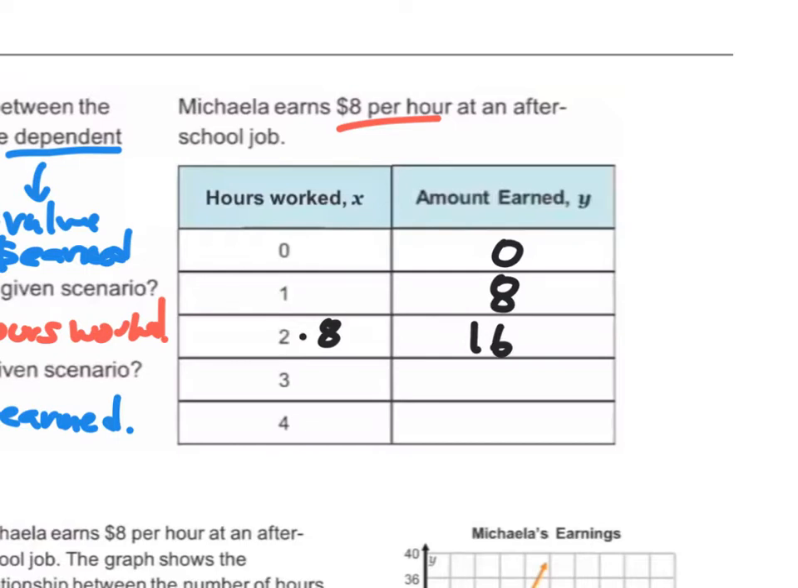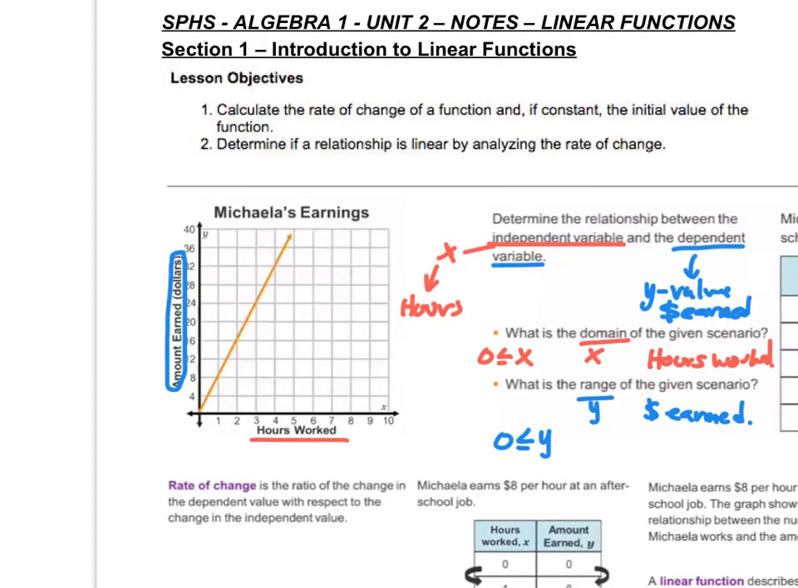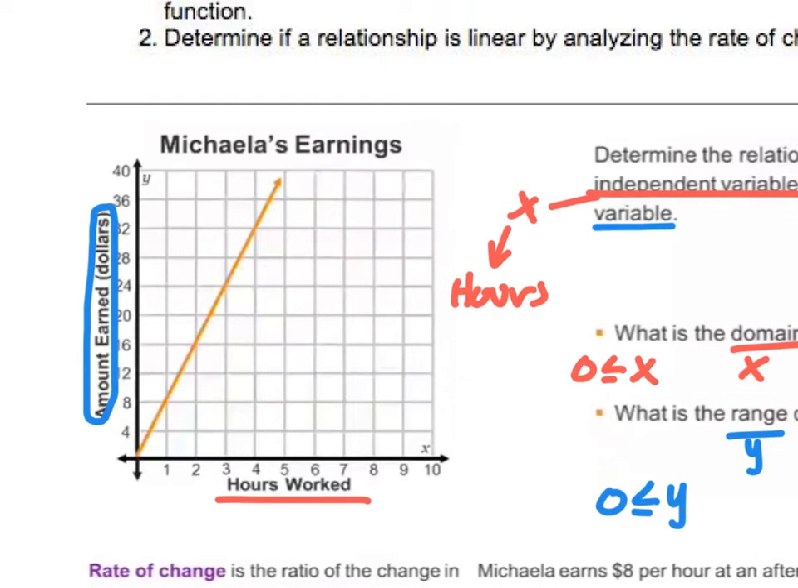And then we'll do the same thing over here. We'll take 3 times 8 to give us a total amount earned of $24. And then, if we work 4 hours at $8 an hour, we get paid $32. So all of these we're multiplying by 8 to get what we want. That's what you would do if you work at a job and you get paid an hourly rate. And you can see these points on the graph too: the point (1, 8), the point (2, 16), the point (3, 24), the point (4, 32), and so on and so forth.